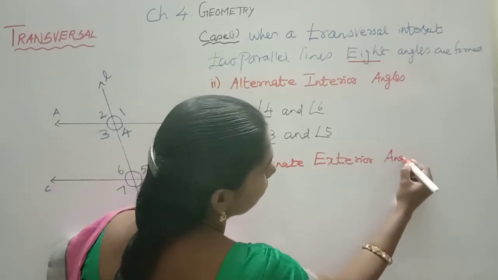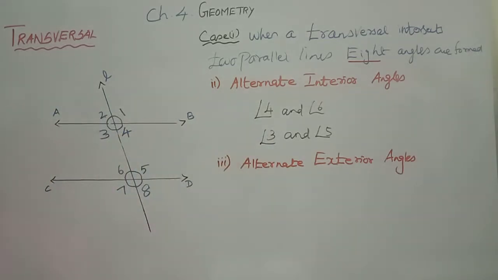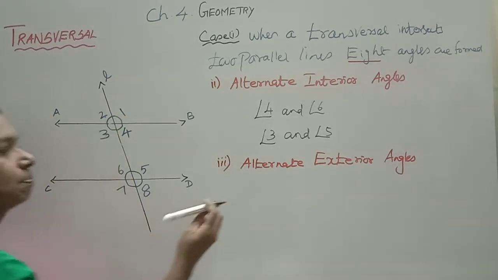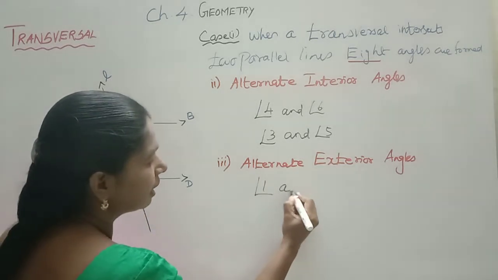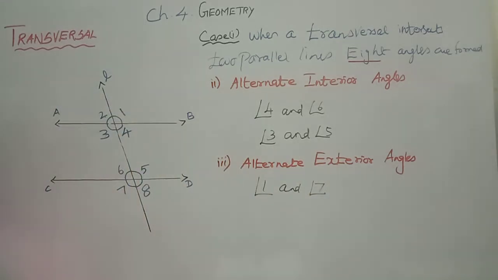Each time you have to refer to the diagram to understand the angle names. Okay. Alternate exterior angles. Which are the exterior angles? Angle 1 and angle 7. Check it. Both are lying exterior to the transversal.